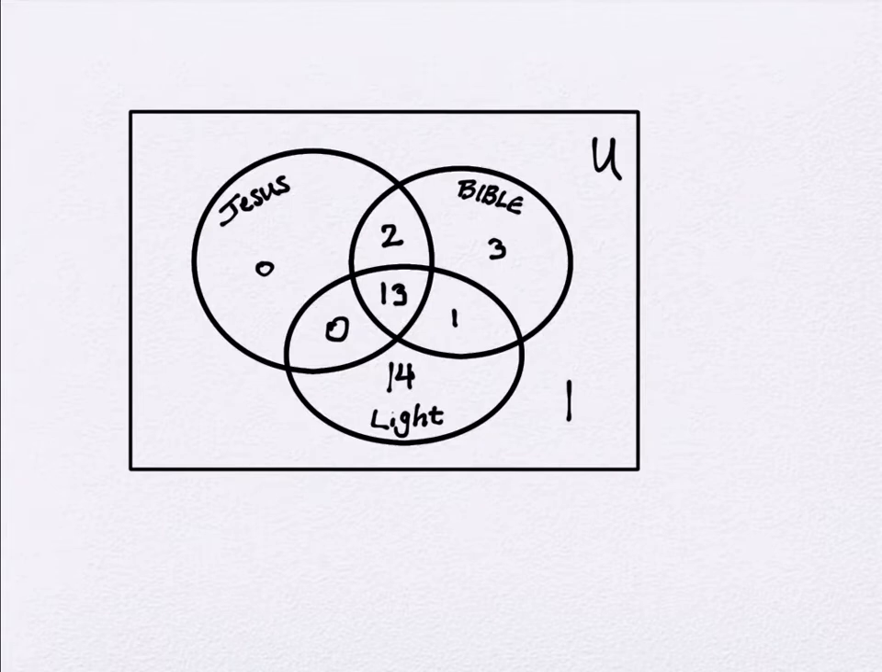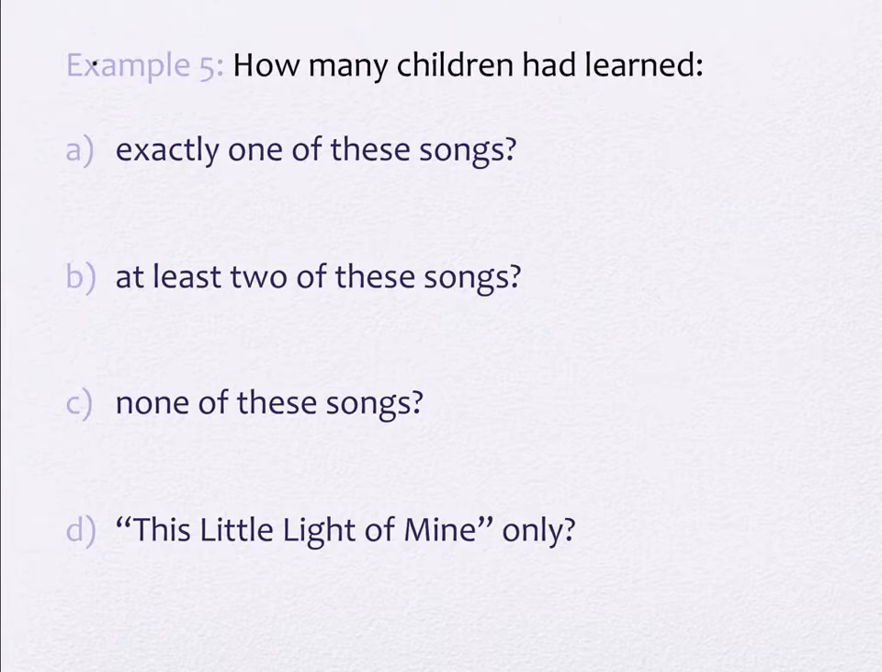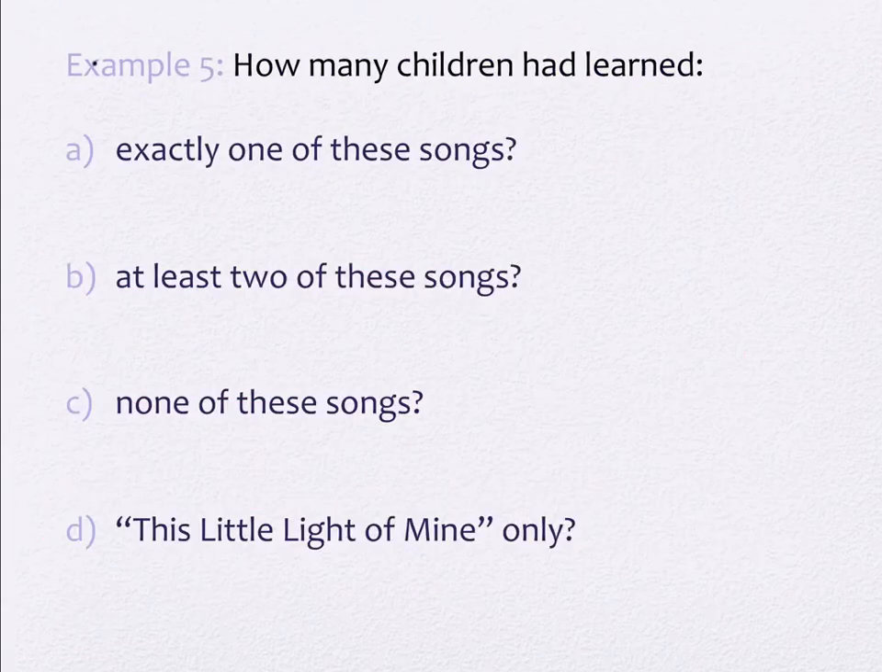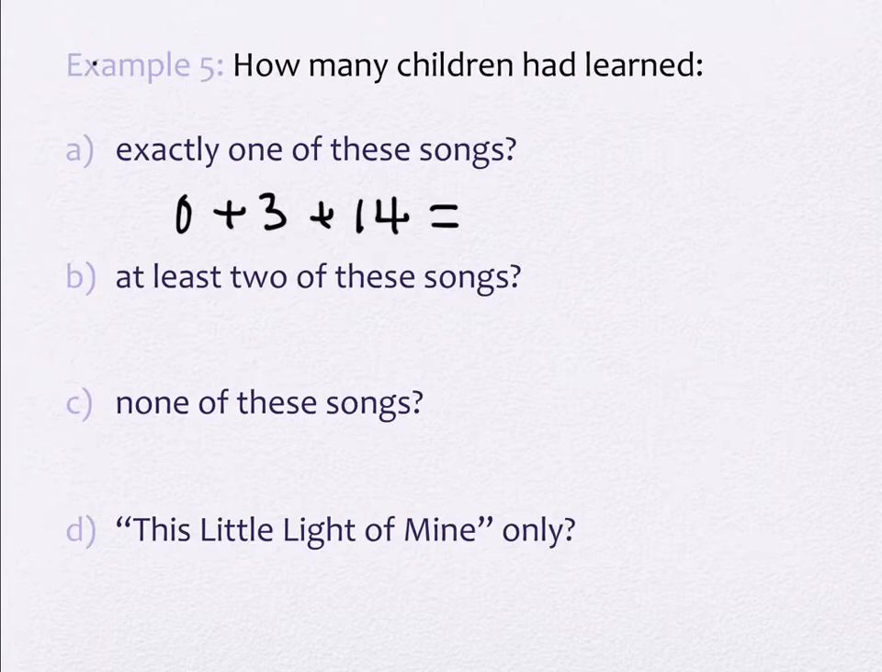Okay. We're going to answer the 4 questions, now from this diagram. All right, it says, how many children had learned exactly one of these songs? So which part of the picture is that? The outside portions. Yeah, it's these picture parts, right? And if I add up 0, 3, and 14, I get 17. So there is 0 plus 3 plus 14. I would encourage you to write those down so that if you do happen to make a mistake, I can figure out what it is you did wrong. Okay? So 0, 3, and 14 makes my 17.